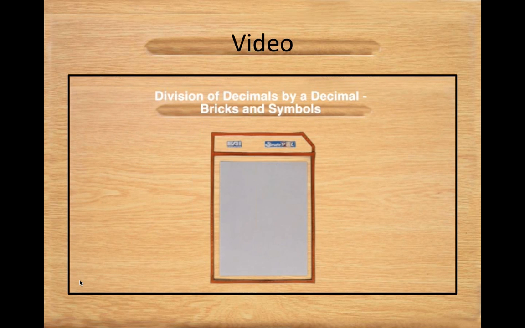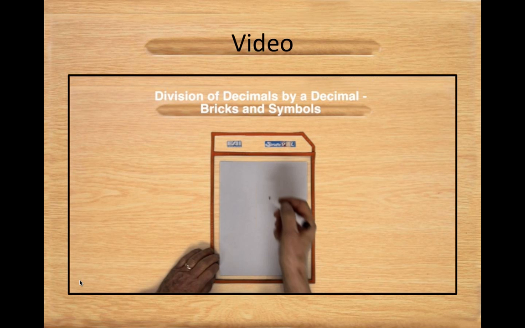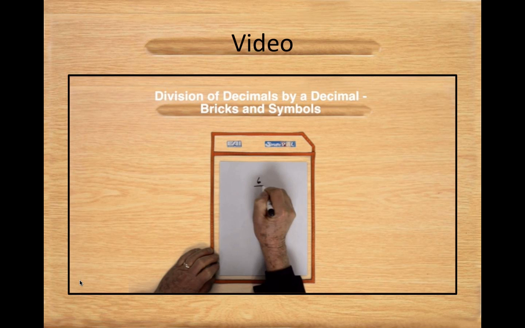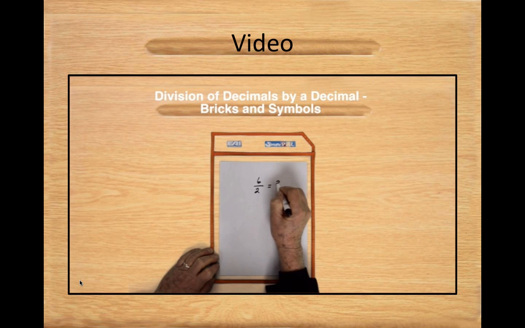We're going to talk about dividing a decimal by a decimal. In this case, we're going to talk about dividing a number of tenths by another number of tenths. So let's start with looking at a pattern in mathematics. We know that 6 divided by 2 gives us 3.